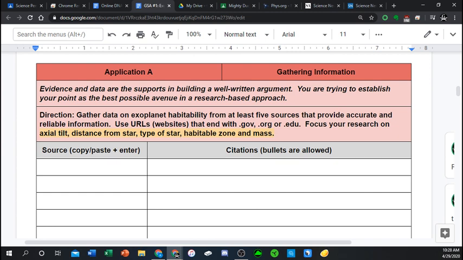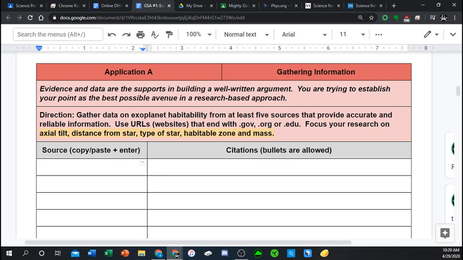So I've seen 2 basic approaches to this application. I left it open-ended because I wanted you to take the track that would make you the strongest in making your best research-based approach. Okay? You can do one of these 2 ways. Okay? One way is not better than the other.